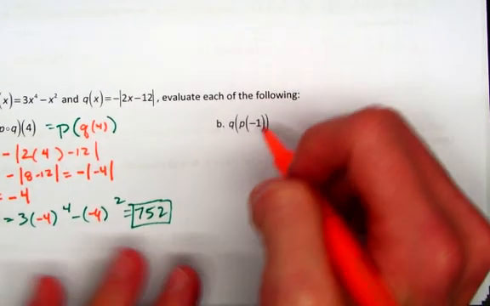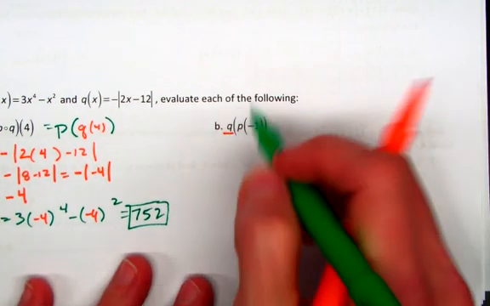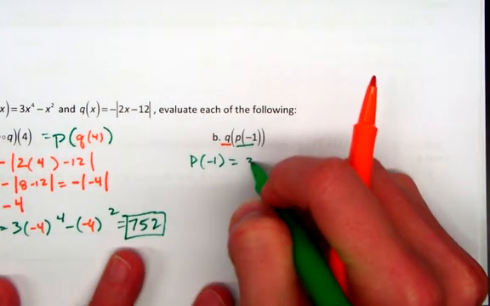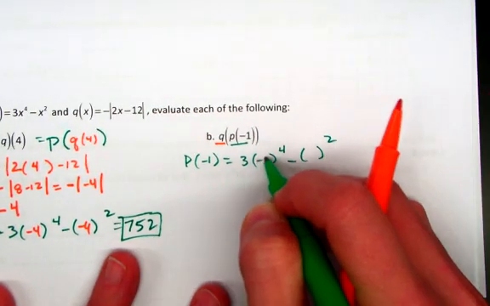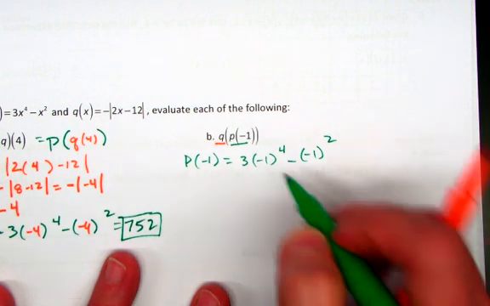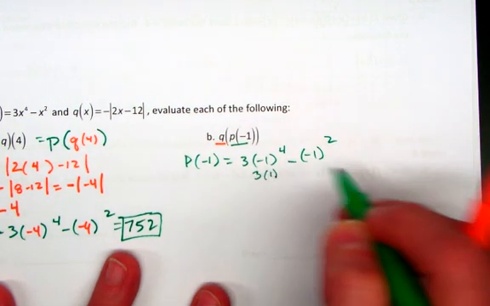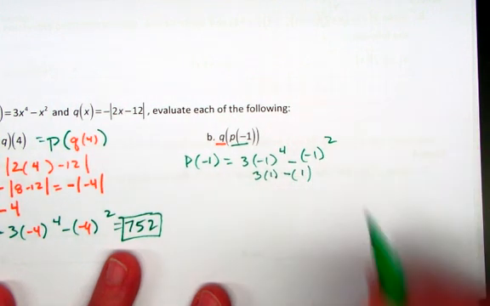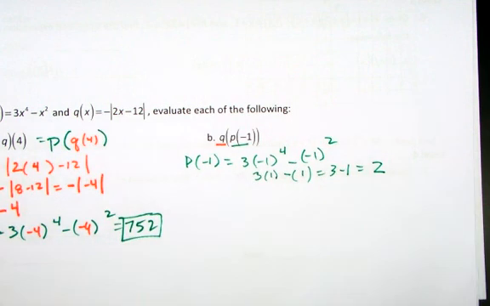Okay, now on the next one, we're starting with Q. Now I want Q of P of negative 1, which means I need to evaluate P of negative 1 first. So that's 3 parentheses to the 4th minus parentheses squared, plugging in negative 1. Negative 1 to the 4th is positive 1, so this is 3 times 1, minus negative 1 squared, which is positive 1. So this is 3 minus 1, and that's just going to be 2.